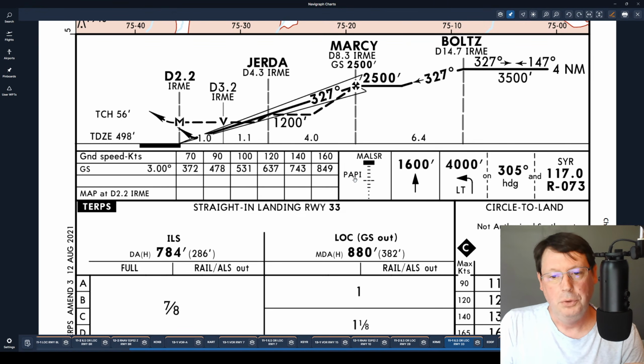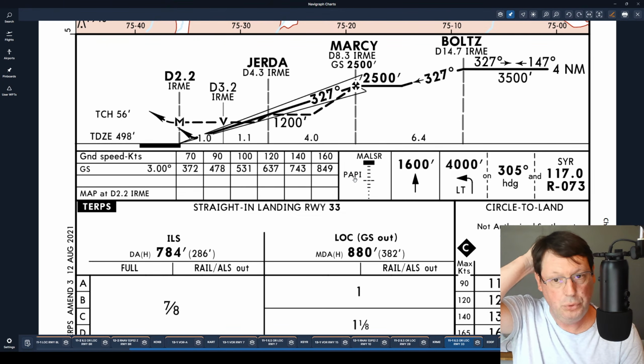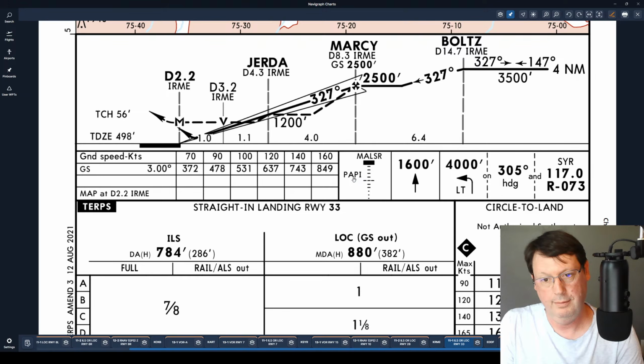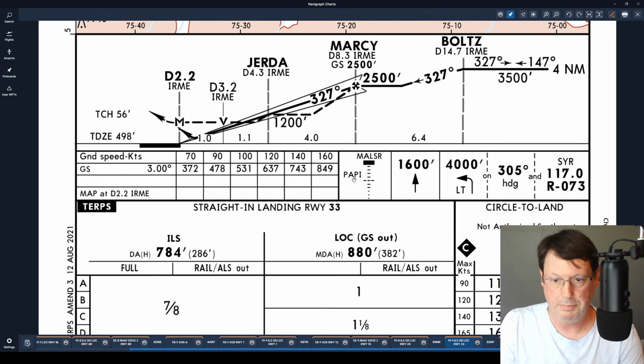You can't do both. That's the important thing to know: if you try flying the PAPI and your needles are off and you try to correct the needles and then the PAPI's off, it's because you're not supposed to fly them together. So you either pick the PAPI or pick the needles, not both. So I'll leave it at that.